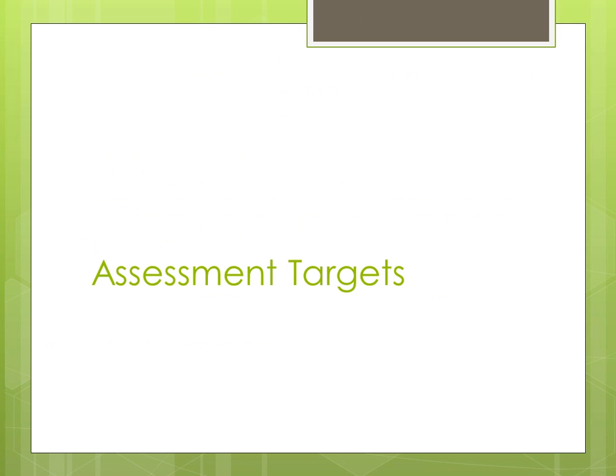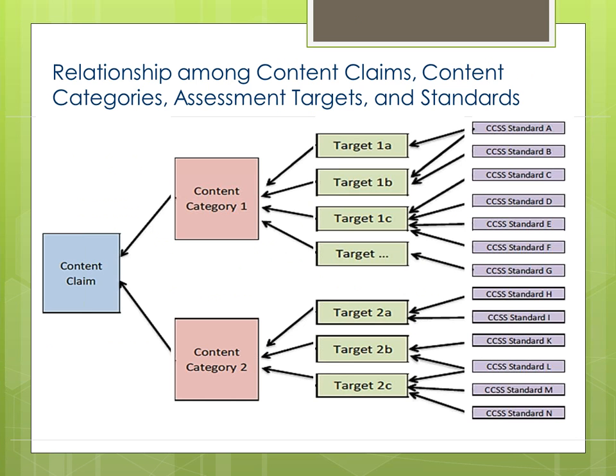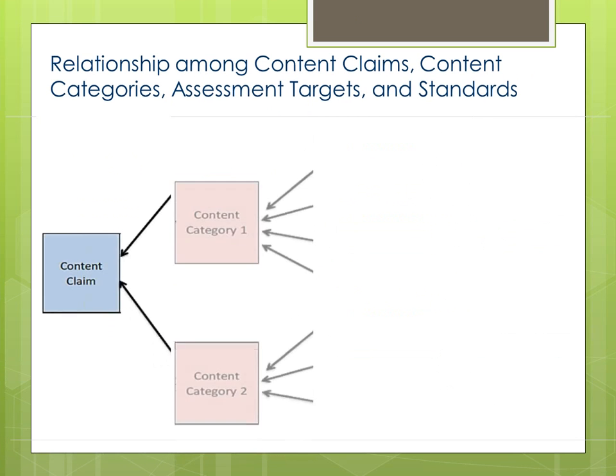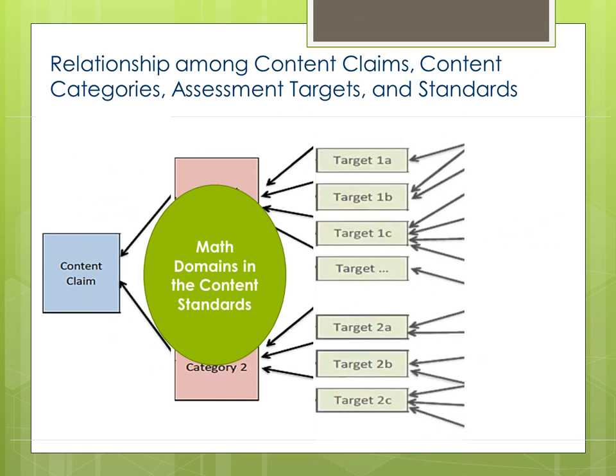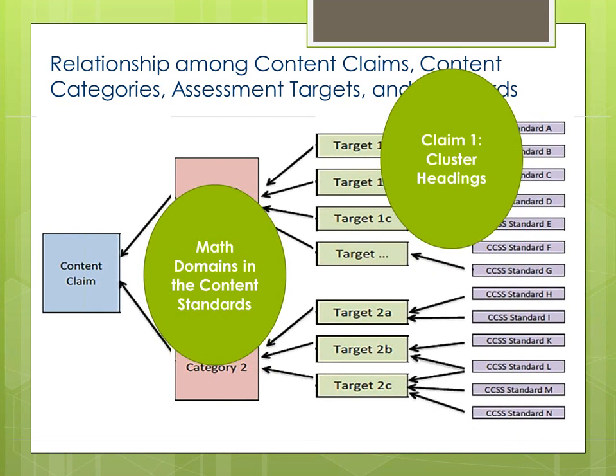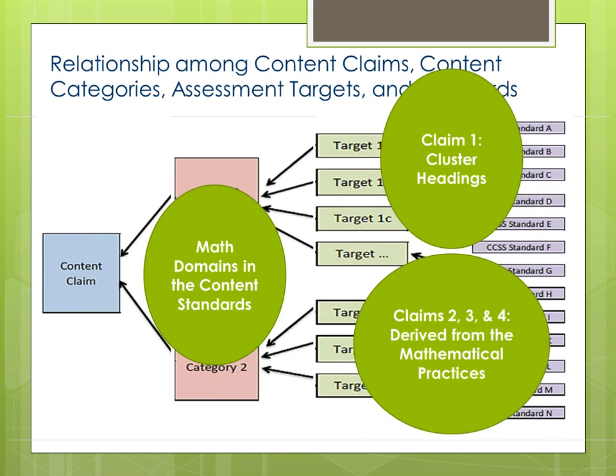So moving right along, we said we'd talk about the content claims first, and then we'd go on to the content categories and the assessment targets. So for the assessment targets, well, as Nancy said earlier, the content categories are the math domains in the content standards. The assessment targets are directly derived from the standards. So for claim 1, they're those cluster headings. They're not the specific standards underneath the cluster heading. They are the cluster heading verbatim, and this is for math. And for claims 2, 3, and 4, they are derived from the mathematical practices. They're not verbatim from the mathematical practices, but you can see how they relate as we start looking at the assessment targets under claim 2, 3, and 4.